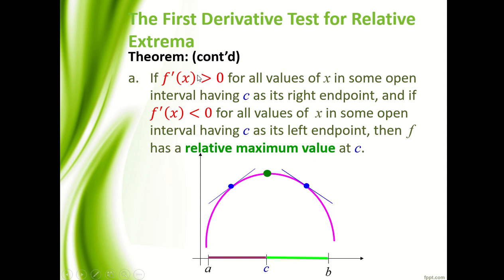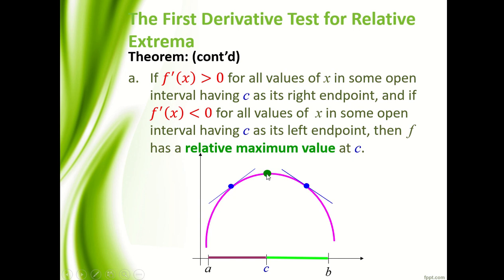If f prime of x is greater than 0, meaning positive, for all values of x in some open interval having c as its right endpoint, meaning we are considering this part here. All right, so this is our c, this is the point. We have this point here on the right because we're talking of f prime, the derivative. We are considering the tangent line at this point, where our c is on the right side of it.